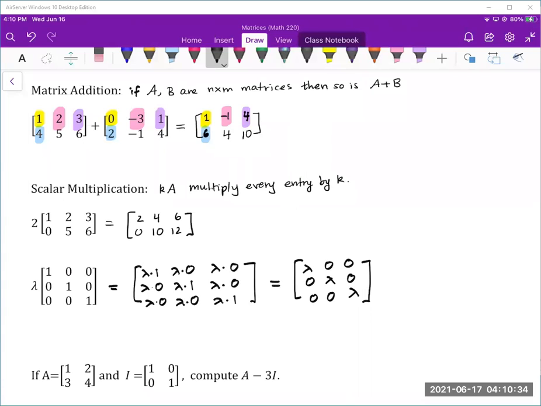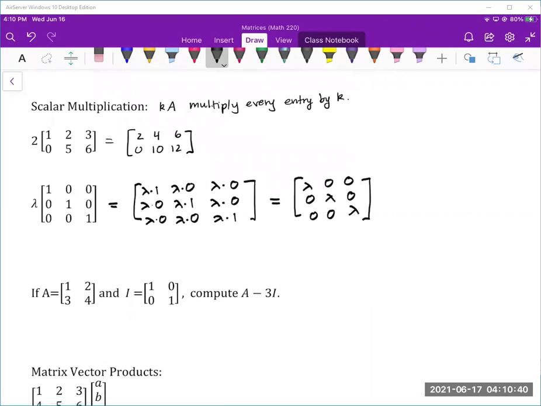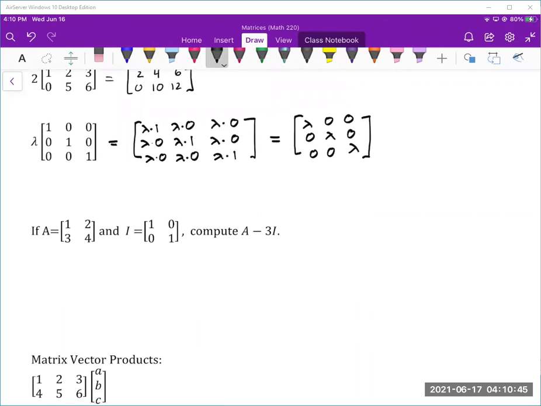All right, and we're going to put together matrix addition and scalar multiplication. In this final example, we are going to be taking this matrix A, which has entries 1, 2, 3, 4, and the identity matrix 1, 0, 0, 1, and we're going to compute A minus 3 times the identity matrix. Okay, so let's write that down.